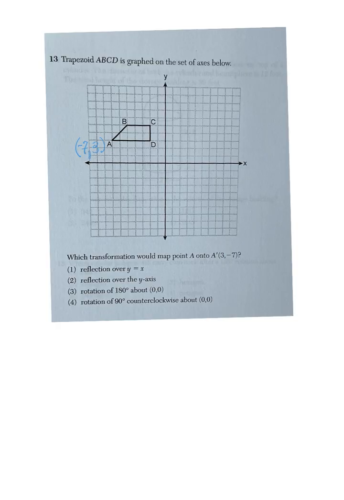All right, now they want to know which transformation is going to map this point here onto 3, -7. So I am going to plot that one. That's 1, 2, 3, 1, 2, 3, 4, 5, 6, 7. So we're going to be putting a dot right there. Okay, so there is your A prime.